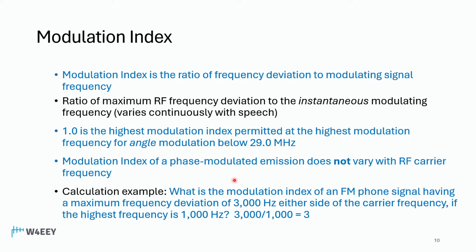Oh, and here's a calculation example. The same principle applies, but let's read through it. What is the modulation index of an FM phone signal having a maximum frequency deviation of 3,000 hertz, either side of the carrier frequency, if the highest frequency is 1,000 hertz? It's the same principle. Here they're using a continuous tone to make the calculation possible. So the bigger, 3,000, divided by the smaller, is 3. So again, these calculations are very, very easy. It sounds hard, but it really isn't.